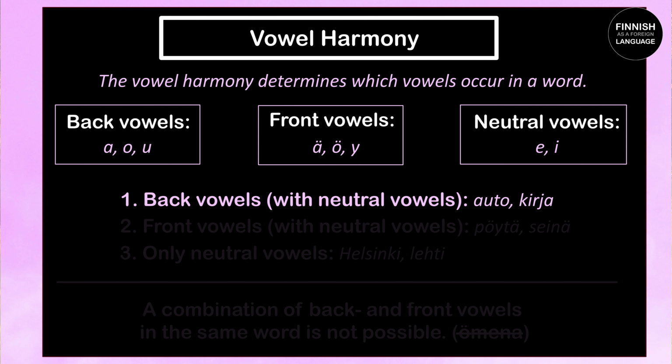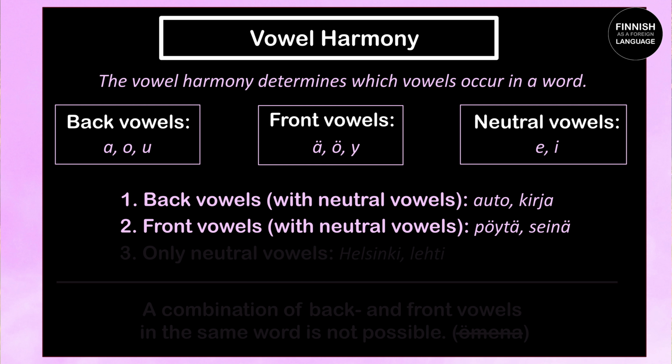Here are two examples. Auto means car. This one only consists of back vowels, which are here a, u, and o. And then our second example is kirja, which means book. This one consists of a neutral vowel, which is i here, and a back vowel, which is a here.